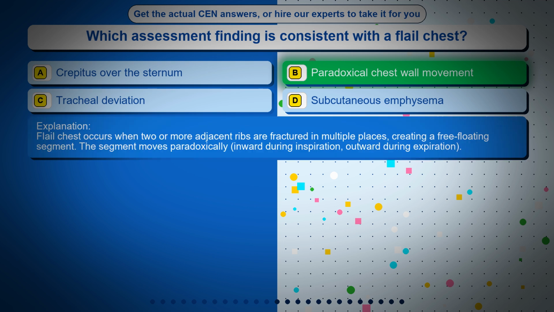Flail chest occurs when two or more adjacent ribs are fractured in multiple places, creating a free-floating segment. The segment moves paradoxically, inward during inspiration, outward during expiration.